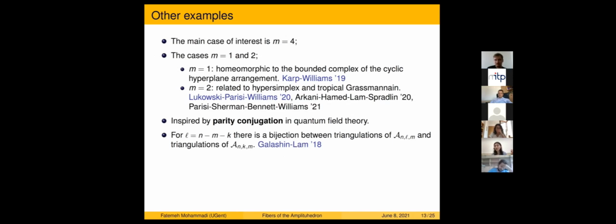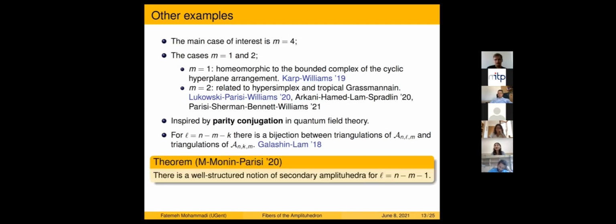Okay, so these are nicely connected, and motivated by this, we looked into the case of polytopes and conjugate to polytopes. We wanted to see whether we can make these connections between triangulations even more precise, and also the fact that for the polytope case you have this nice secondary fan structure, which encodes all these subdivisions of the amplituhedron. We wanted to see whether we can construct such a fan for the conjugate to polytopes, which are no longer polytopes. And it turns out that there is indeed a well-structured notion of secondary amplituhedron for conjugate to polytopes.